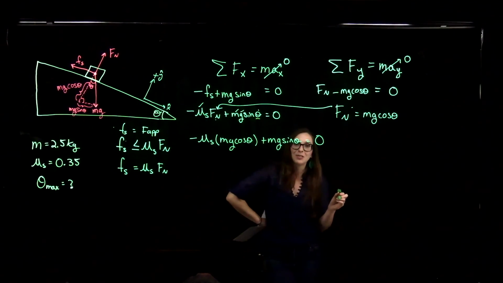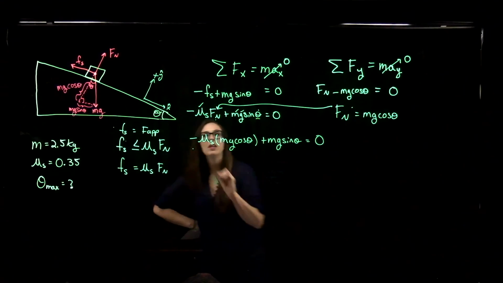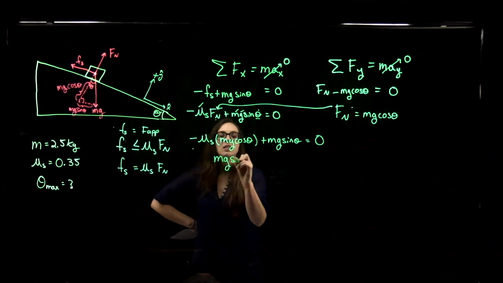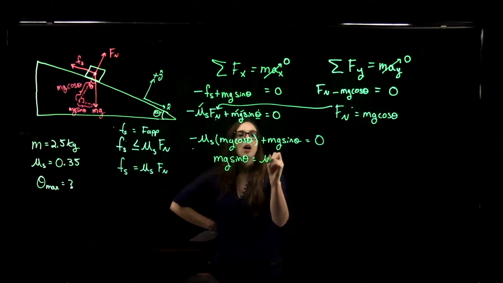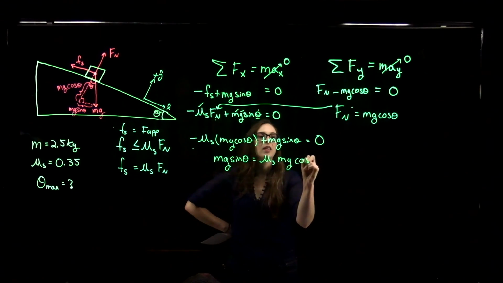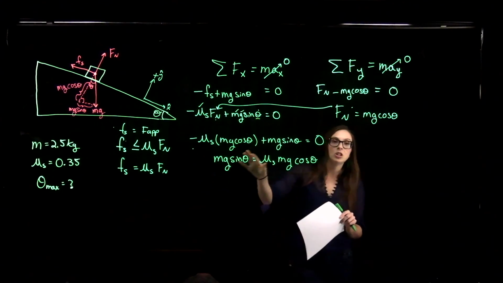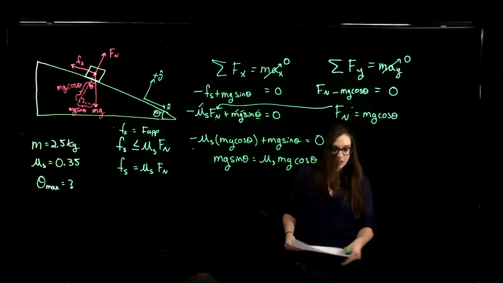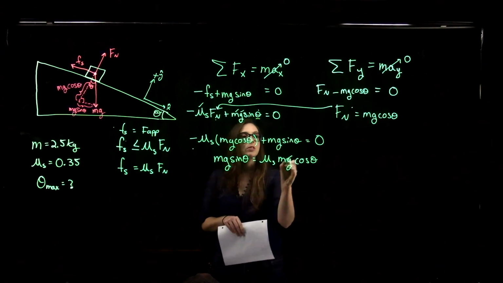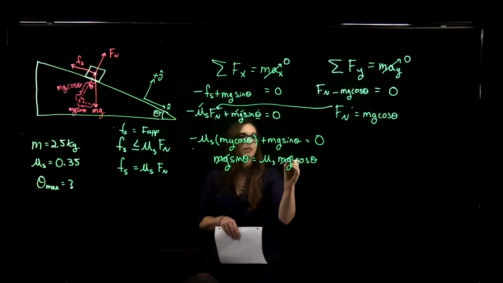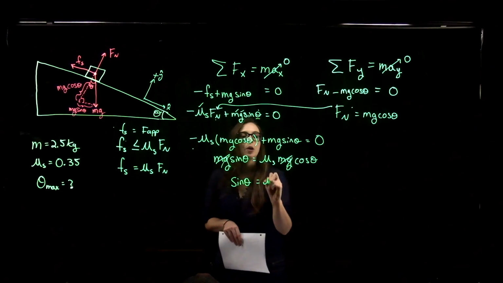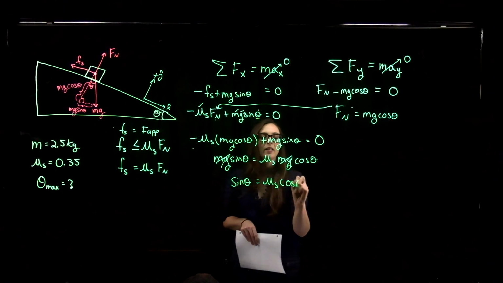Okay, now I need to solve this equation for theta. How am I going to do that? Well, first I'm going to move this negative term to the other side. So we have mg sine theta equals our coefficient of static friction, mg cosine theta. We've got an mg on both sides of the equation here, so I can divide both sides by mg. If I divide both sides by mg, those terms cancel. Okay, so then I have sine theta is equal to our coefficient of static friction, cosine theta.